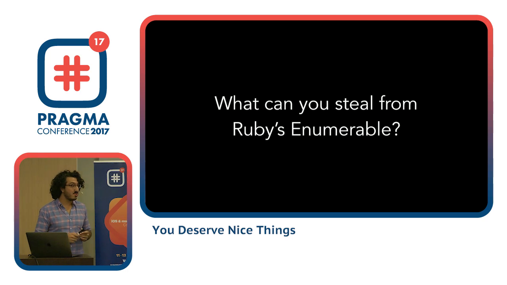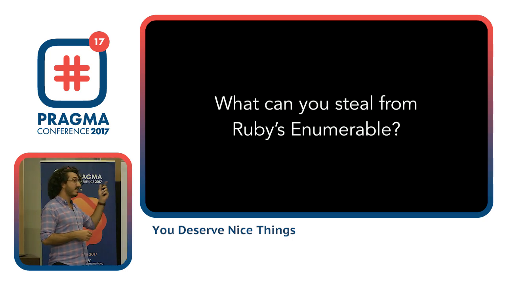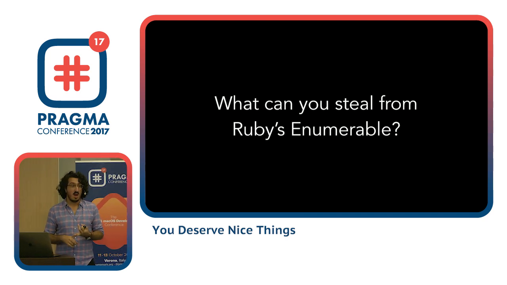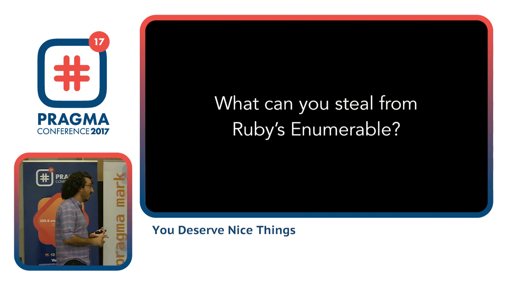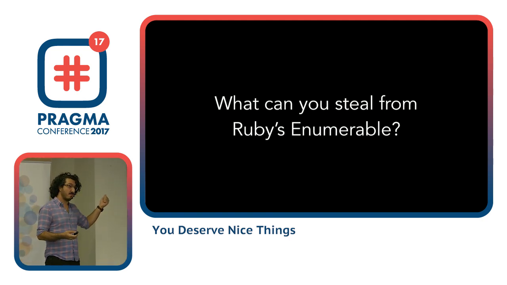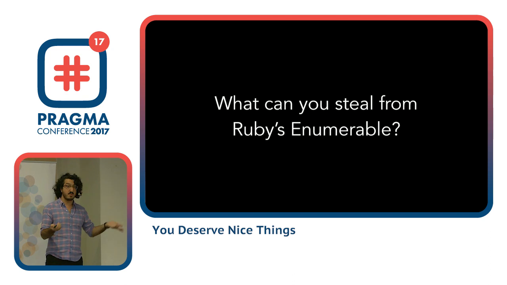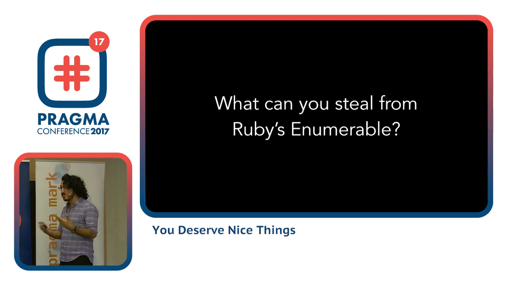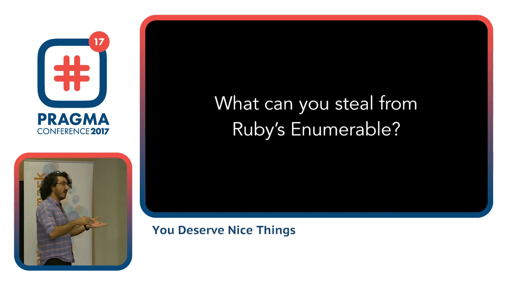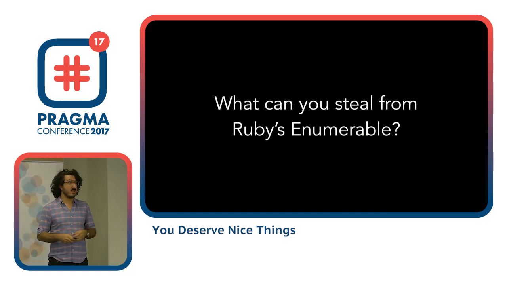One other good source of inspiration. I didn't come up with a lot of this stuff myself. Unique, I didn't come up with. Any, all, none, I didn't come up with any of those. I stole them all from Ruby, which has a module called enumerable. A module in Ruby is kind of similar to a protocol in Swift, and enumerable corresponds to sequence in Swift.